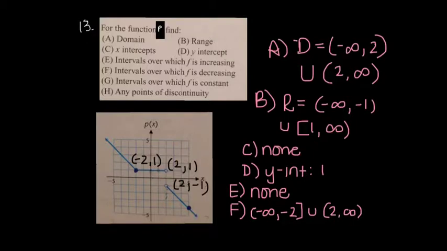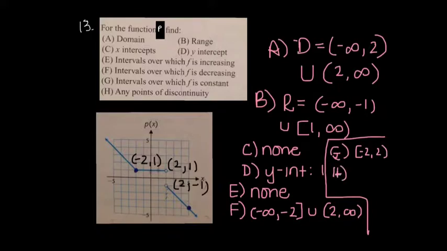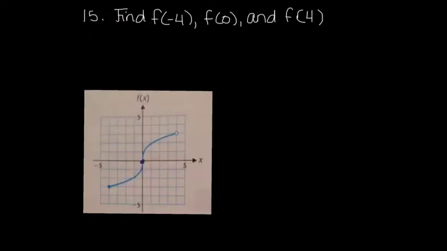Where the graph is constant would be this section right in here. The domain values are negative 2 to positive 2. So it is constant from negative 2 to 2. And then finally, any points of discontinuity, well, you can see that the function is discontinuous right here, because in order to trace it, at this point, I have to pick up my pen and then put it back down. So it's not a continuous function. So that point of discontinuity would be 2. That's the domain value.